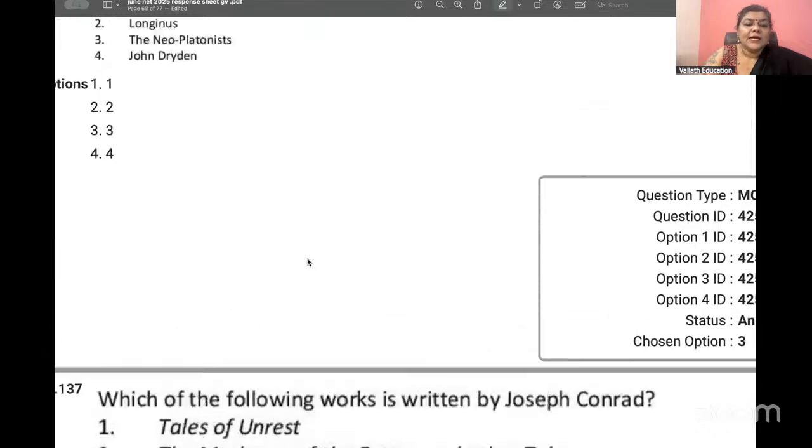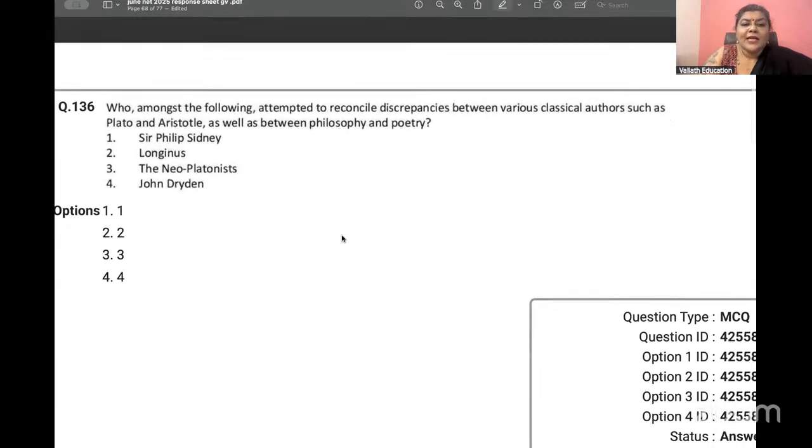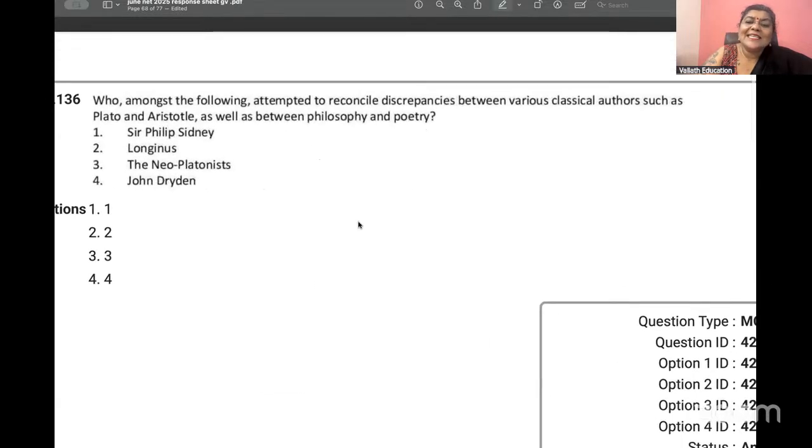Next is, who among the following reconciled discrepancies between various classical authors? Discrepancies between classical authors such as Plato and Aristotle. Did John Dryden do classical authors like Plato and Aristotle? I never studied or read anywhere that John Dryden did that. Okay, I don't think John Dryden it is. Longinus never did that. The reconcile discrepancy and all, Longinus never did.